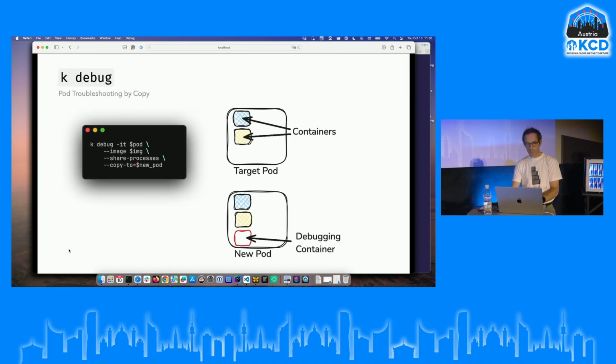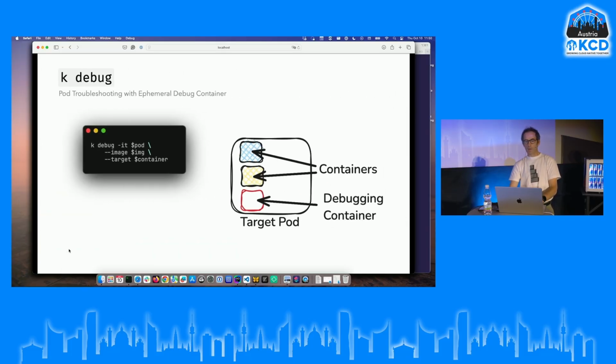What K debug actually does is that there are two modes of K debug. The first one is making a copy of the target pod. So it makes a copy and it adds a container inside the pod. This container is the debugging container, and you can get a shell in it. With the command, you can specify the image for the debug container. And then you can also share processes. This is kind of cool, so that you can see the processes that are running in the other containers.